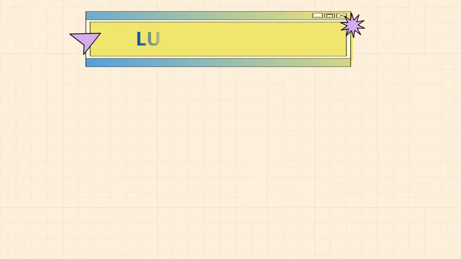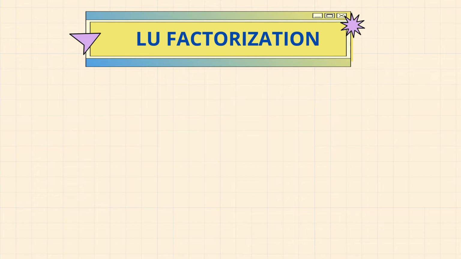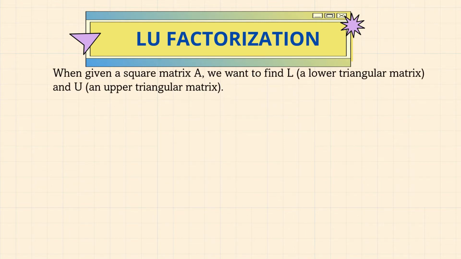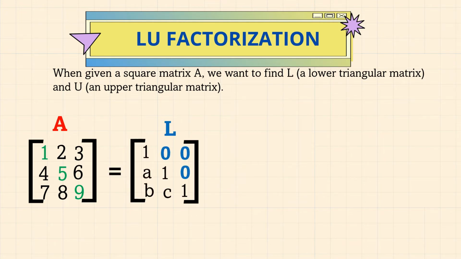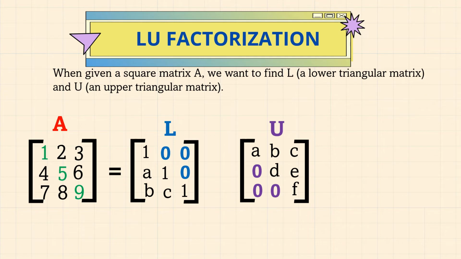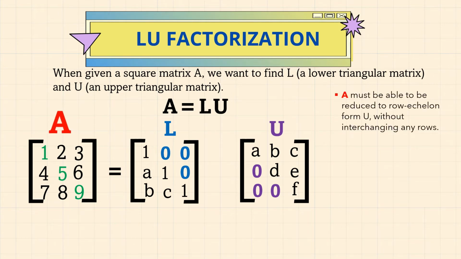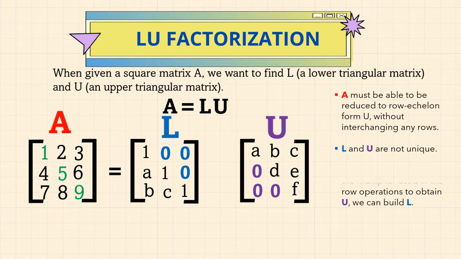Okay, let's discuss the LU factorization or decomposition. When given a square matrix A, we want to find L, a lower triangular matrix, and U, an upper triangular matrix. This is A is equal to LU. A must be able to be reduced to row echelon form U without interchanging any rows. L and U are not unique. Using the opposites of the multipliers used in the row operations to obtain U, we can build L.